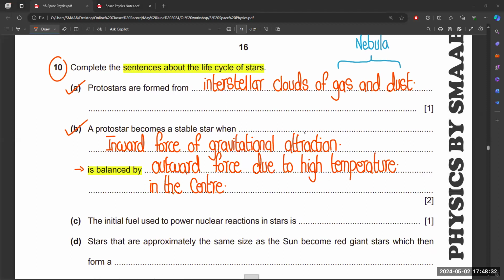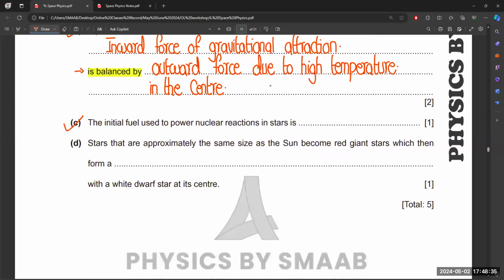Right. And the initial fuel used to power nuclear reaction in a star is, what is the name of the initial... Yes, initially it starts from hydrogen and it converts into helium. And part D, stars that are approximately the same size as the sun become red giants, which then form a planetary nebula. Yes.